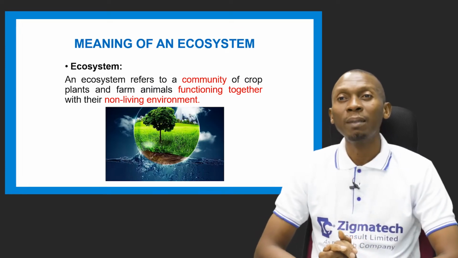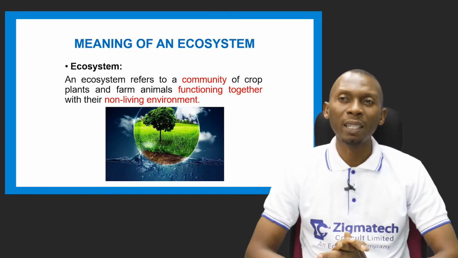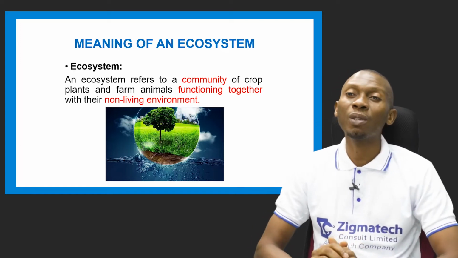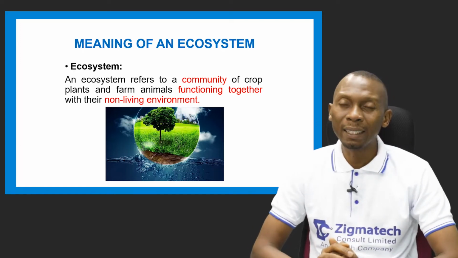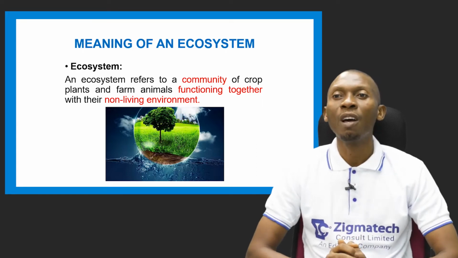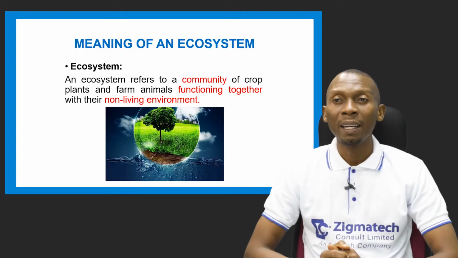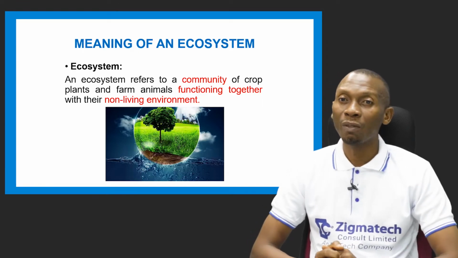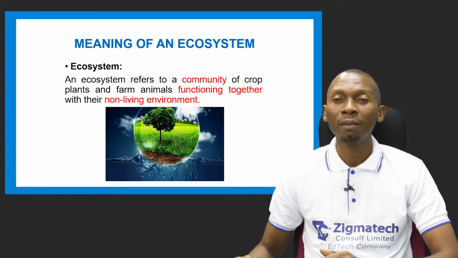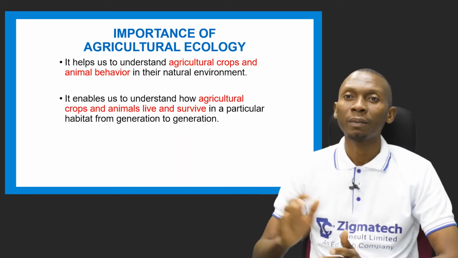Now let's take a look at the meaning of an ecosystem. What's an ecosystem? This refers to a community of crop plants and farm animals functioning together with their non-living environment. So here we're taking note of the word non-living environment.